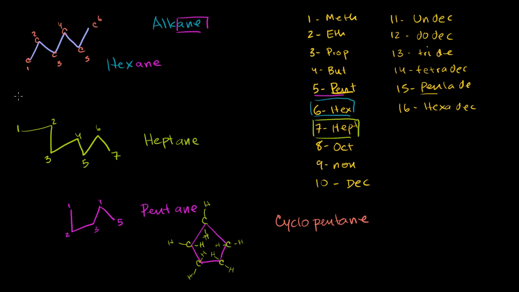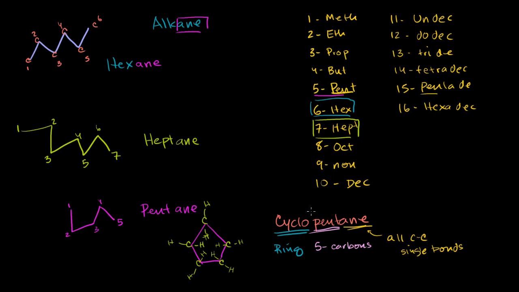Cyclopentane. So let me just break that apart. The cyclo tells us that we're dealing with a ring. You see that this is a ring right there. The pent tells us that we're dealing with five carbons. And then the ane part tells us that they are all single bonds. All carbon-carbon single bonds, no double or triple bonds. All single bonds.